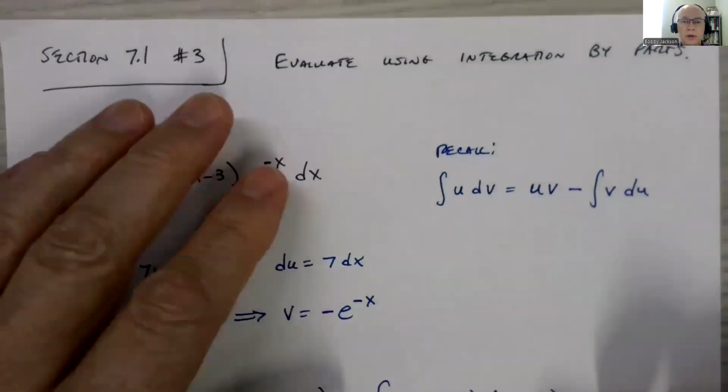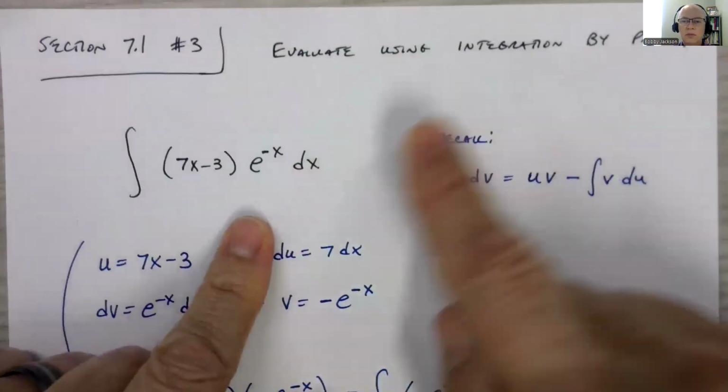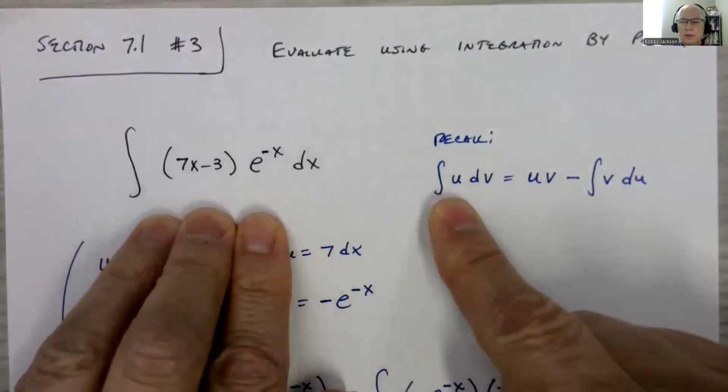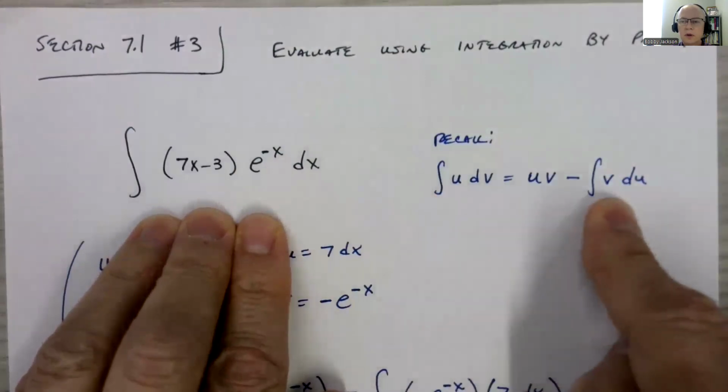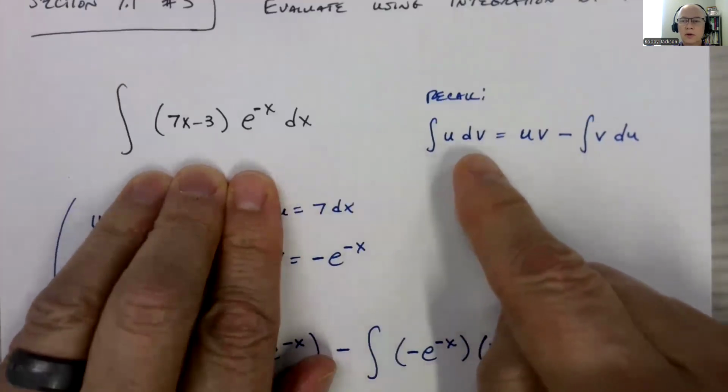Let's take a look at number 3 in section 7.1. We're going to evaluate using integration by parts this integral right here. Recall the integration by parts formula here. What is our choice for u? And correspondingly, what's the dv going to be?